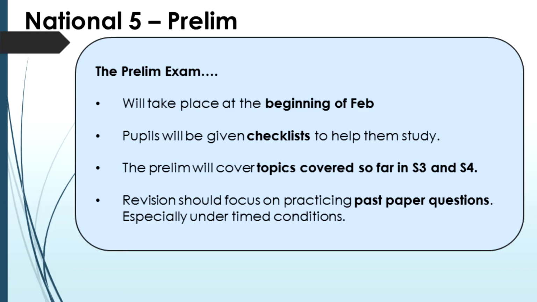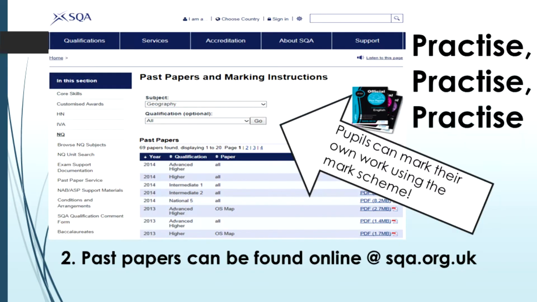For the National 5 course, the Intermediate 2 and Standard Grade Credit exam questions are still relevant to the National 5 course, and the past paper questions themselves will be relevant. You can access these past paper questions via the SQA website. As part of this website, you can access the question paper itself and also the corresponding mark scheme.